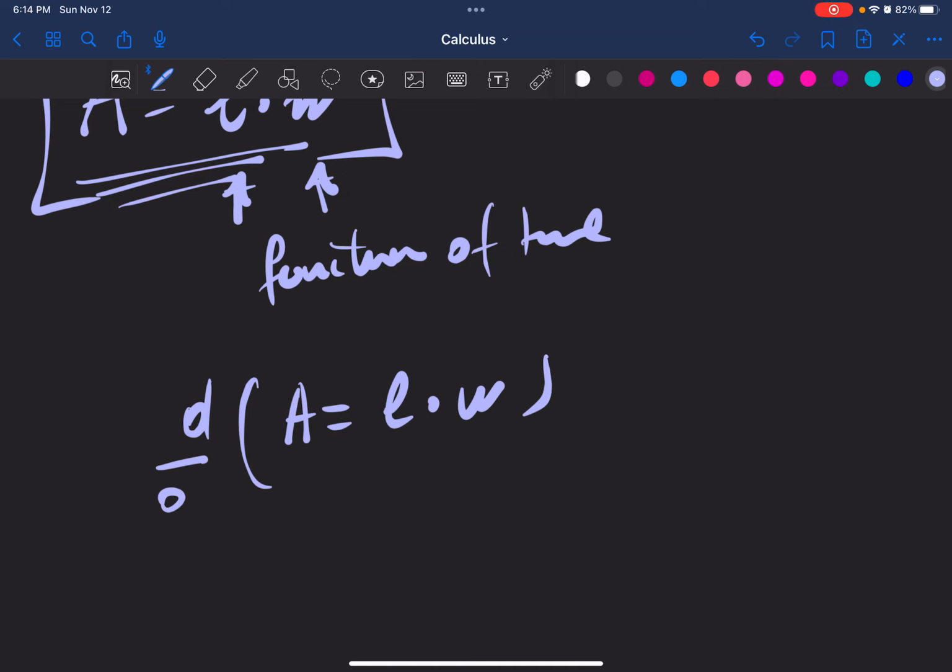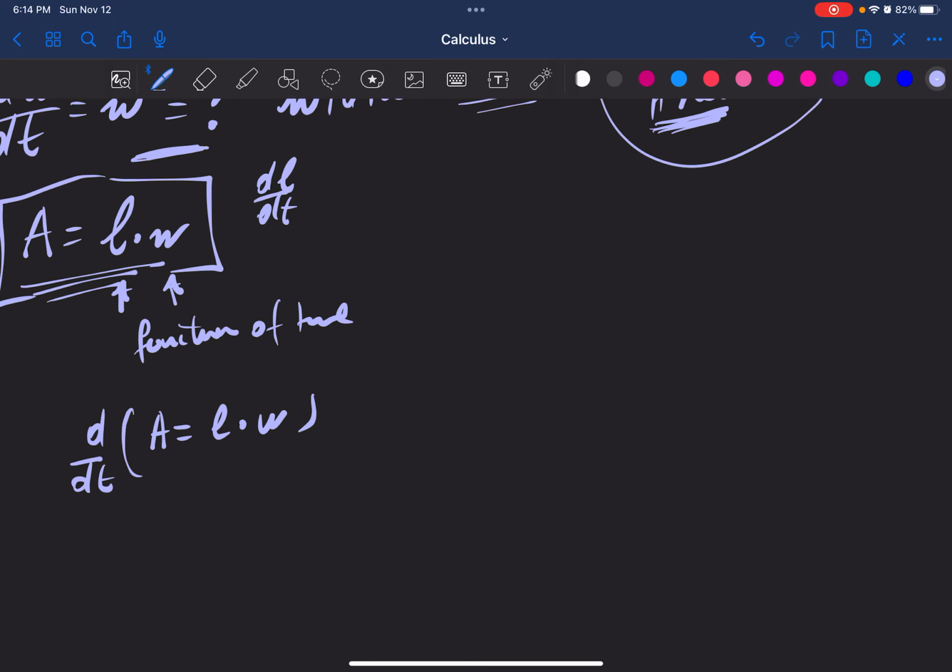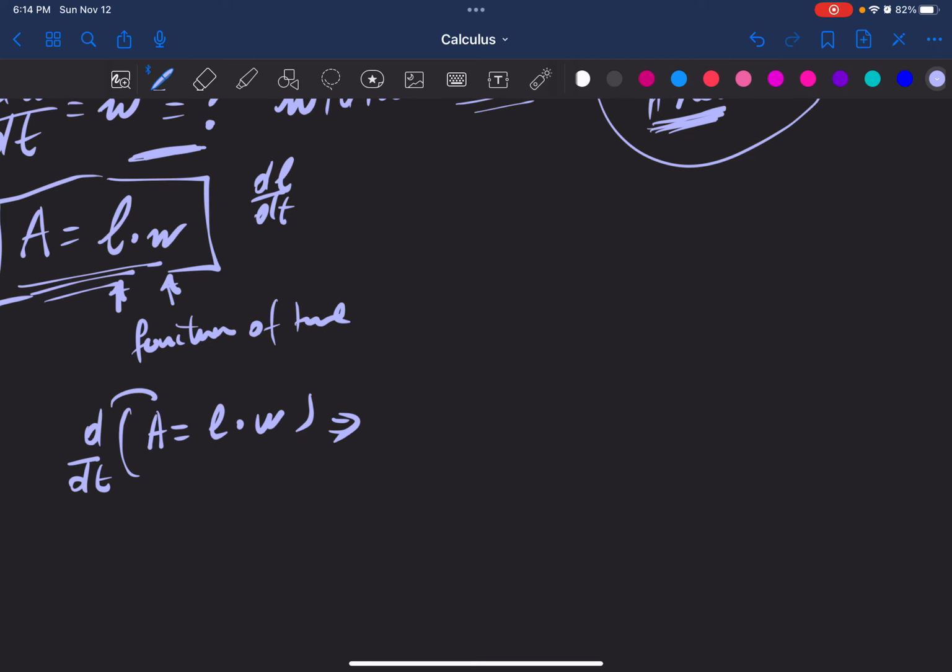With respect to t. I need to find d of this whole thing with respect to t. Now, when I do find what this is, what's going to happen is that I will distribute this like this. So I have dA/dt is equal to, how do I differentiate this? I use it as a function.